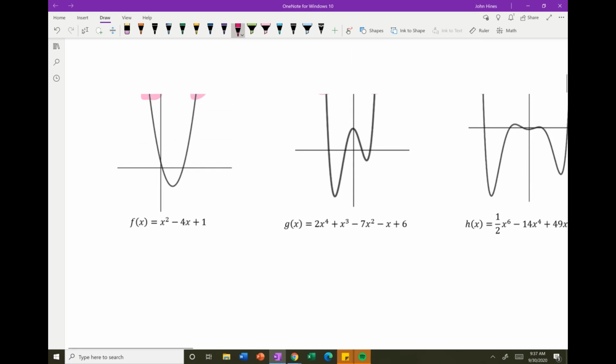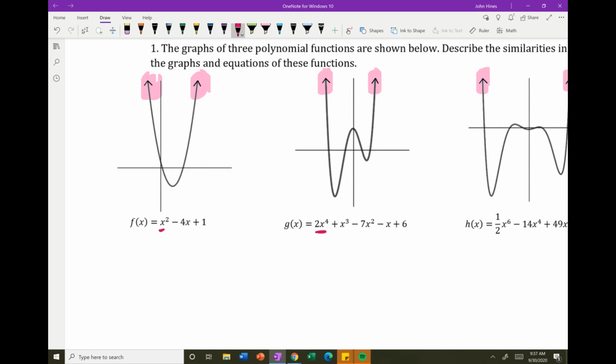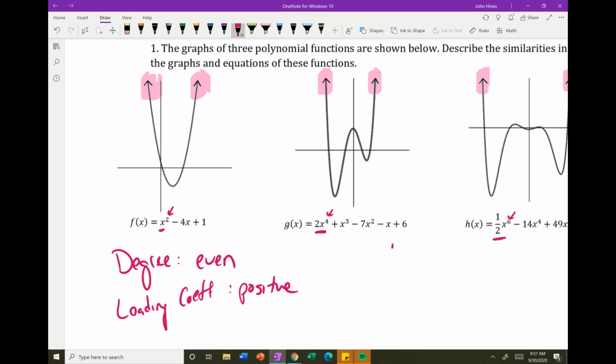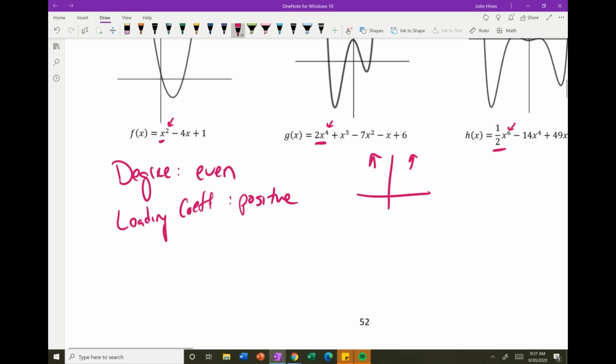So the arrows are both pointing up, and if I look at the equations, the degree of these, x squared, x to the 4th, x to the 6th, is always even. The degree, that highest power, is always even, and the leading coefficient, the number in front of that, so 1, 2, and 1/2, is positive. So that creates a polynomial where both ends are skyrocketing up to infinity.